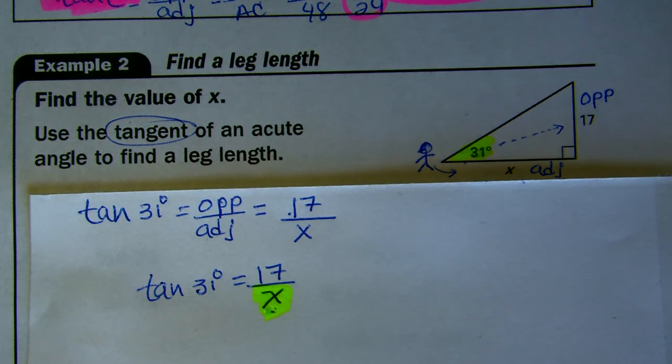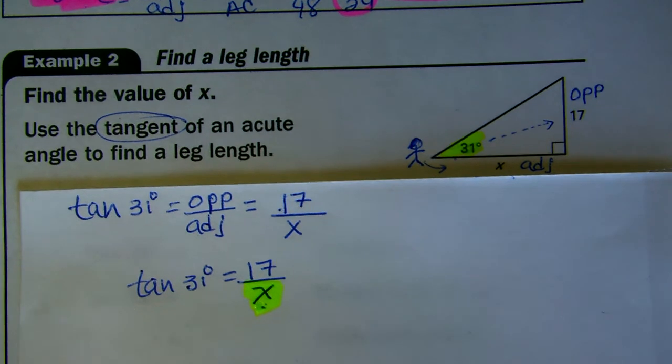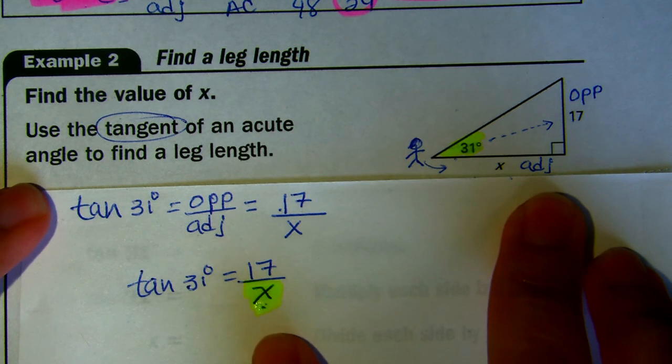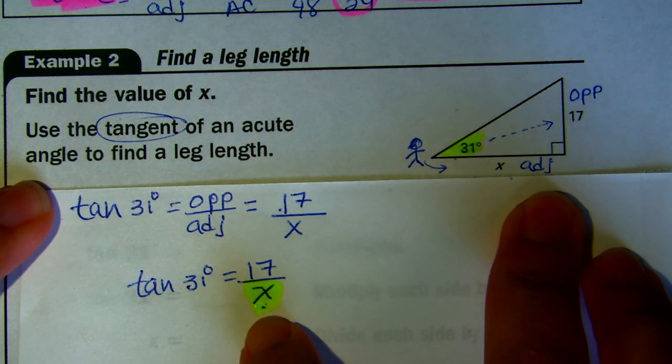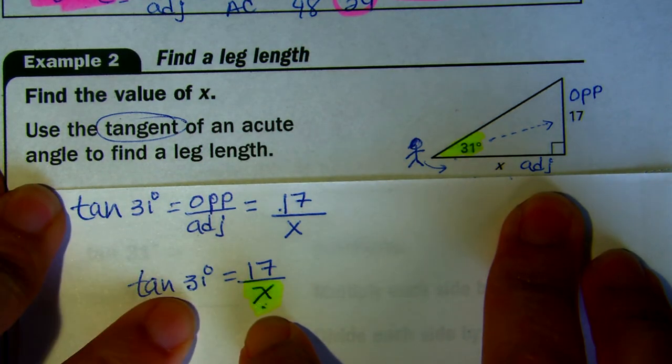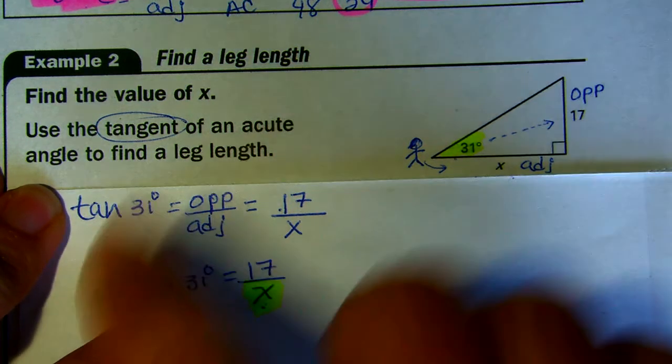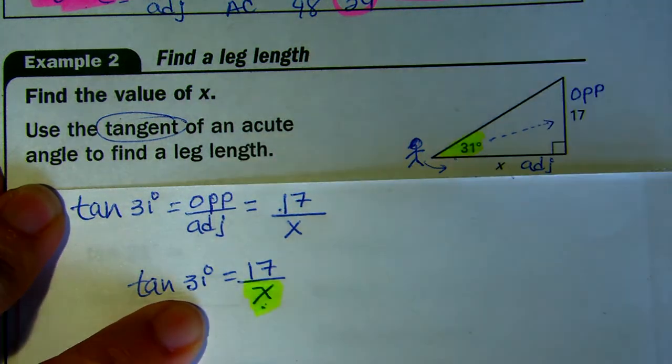We need to solve for x. I'm gonna stop this video right here. Let me go and get a calculator so you can see how you find the tangent of a degree once they give you degrees. Okay, so I will continue this video on part 4.